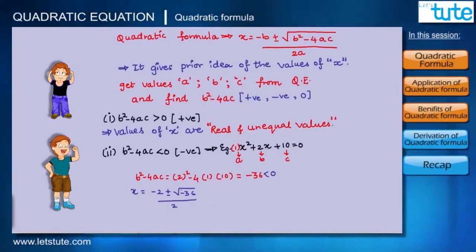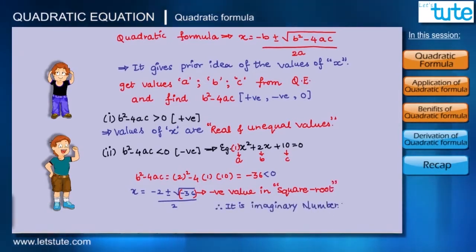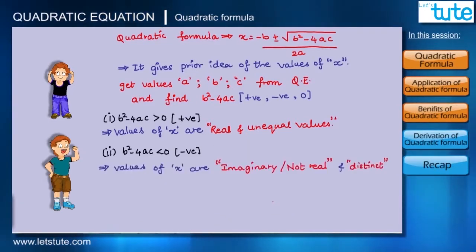Now this can't be solved further. If you see, in square root we are having negative value. That means the values of x are distinct and not real. That means they are imaginary. Okay. Now let's move on to the third value.